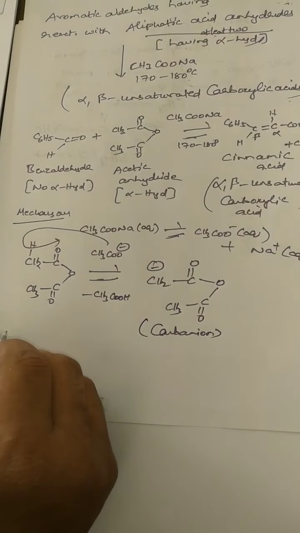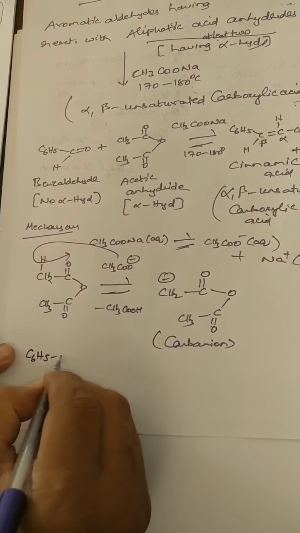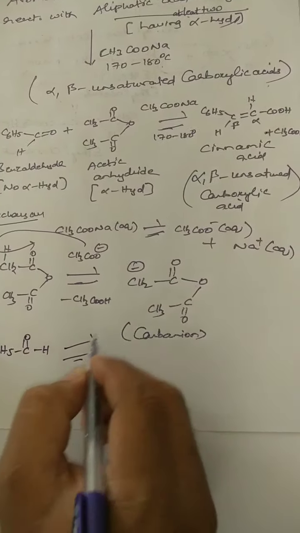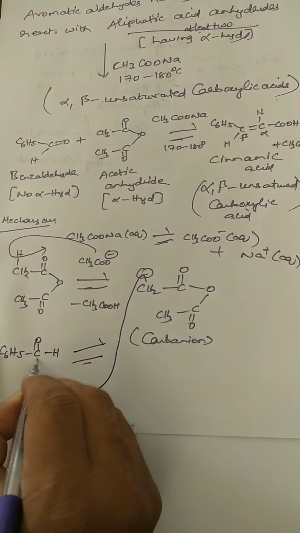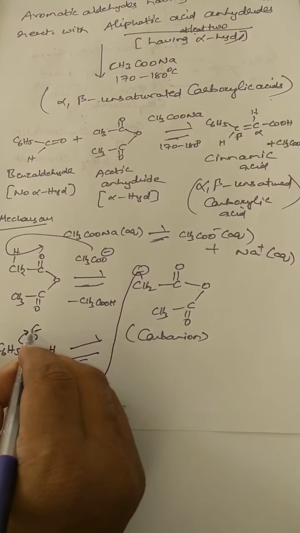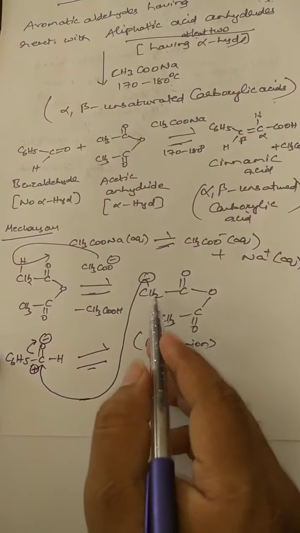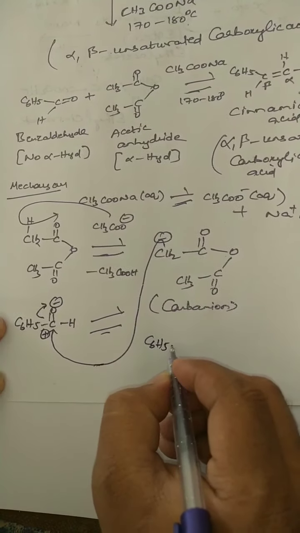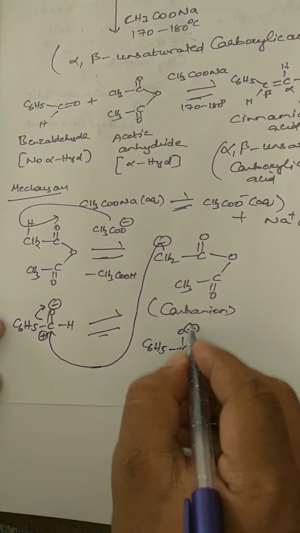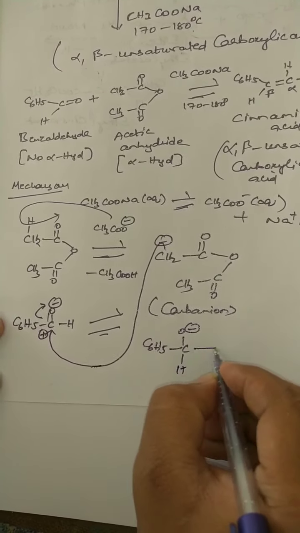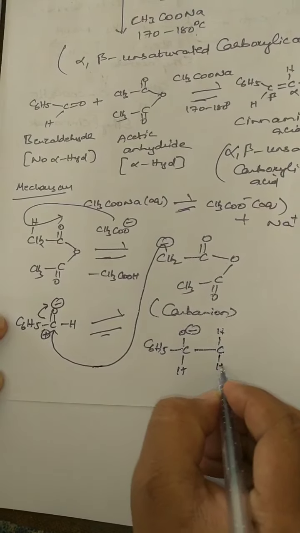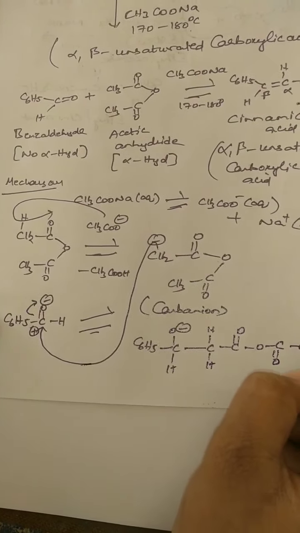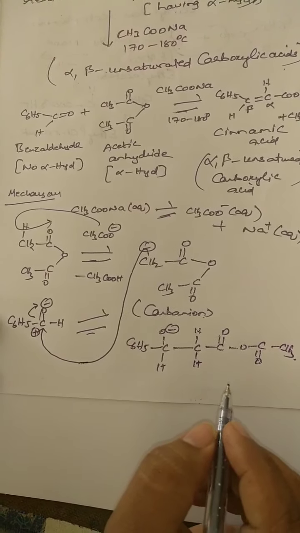So in the next step, what happens? I am taking benzaldehyde. This carbanion will come and attack here. You already know there is a negative charge here and a positive charge here. The carbanion acts as a nucleophile and attacks this. So finally, what are you going to get, students? C6H5CH(O minus)CH2COOCOCH3. Like this you will get an addition compound.